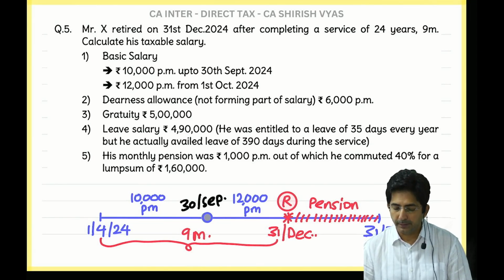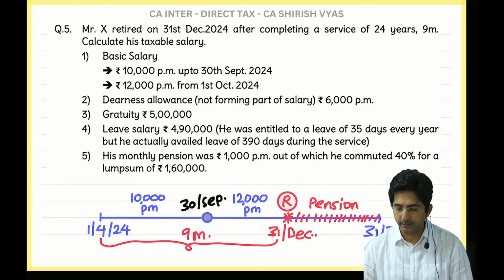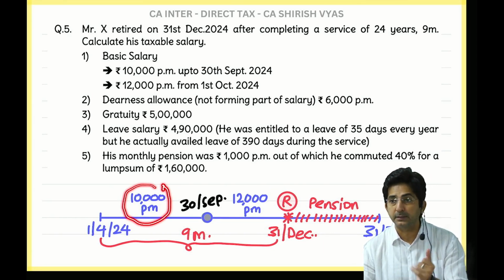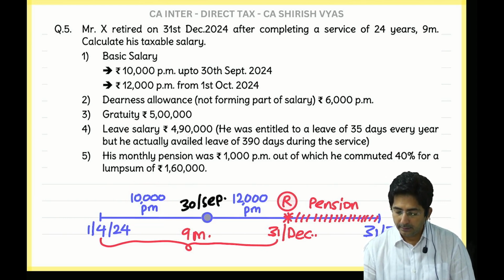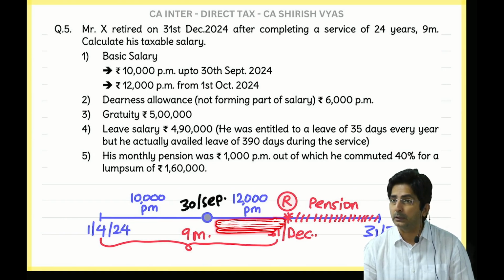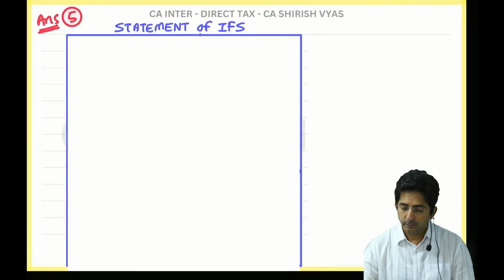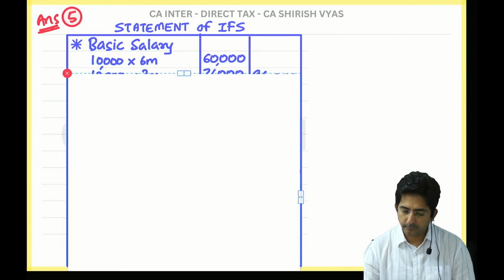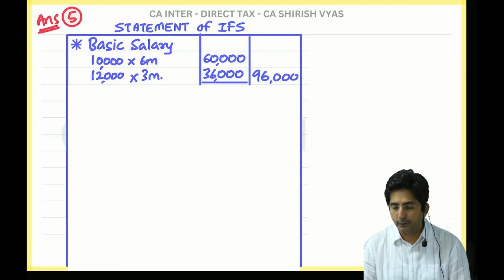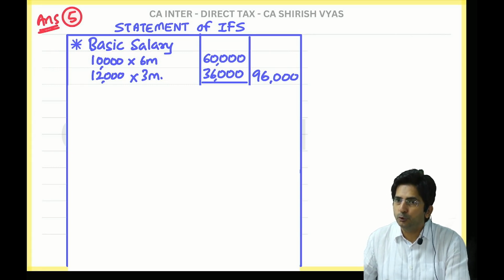Okay, now first point is what? Basic salary, exempt or taxable? Taxable. So what is the basic salary in this question? 10,000 you will multiply by how many months? 6 months, April to September. April, May, June, July, August, September, 6 months. And for the remaining 3 months, October, November, December, multiply by 12,000 per month. So see, look at the presentation. Basic salary 10,000 into 6 months, and then 12,000 into 3 months. See, only leave salary is new in the question. Rest all is normal. Buck up.